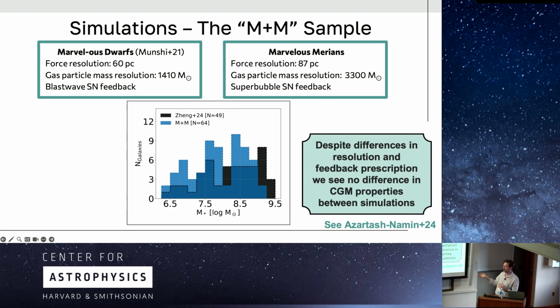This is also coming from previous work that has specifically looked at how our simulations change when we move from blast wave to superbubble. And in terms of stellar mass to halo mass relation, mass metallicity, and size to mass relation, we see no distinct difference. And so we feel very confident we can use this as one sample to study the CGM as well.